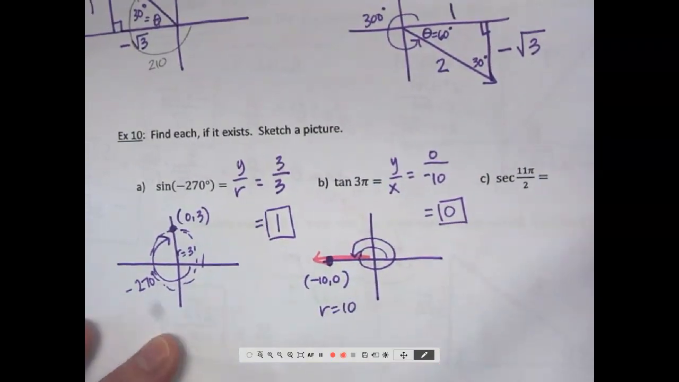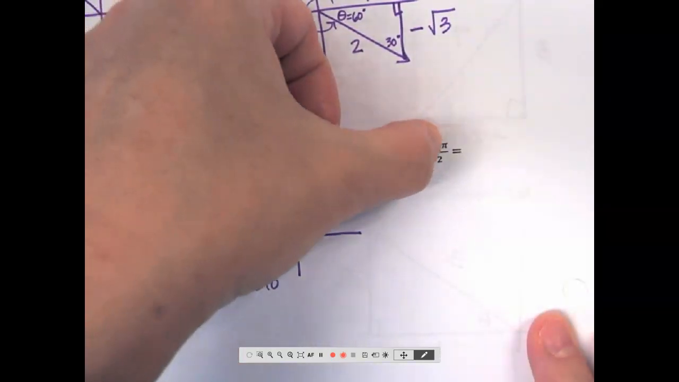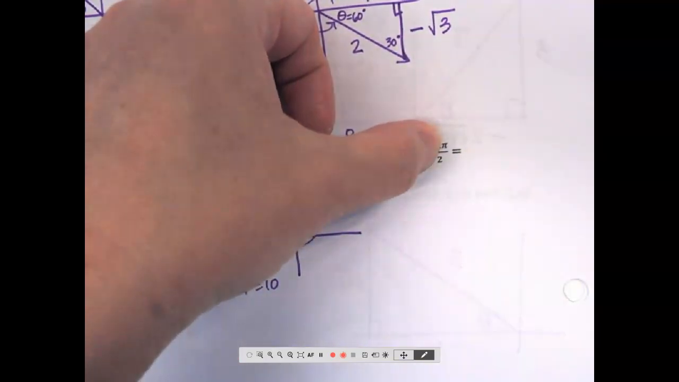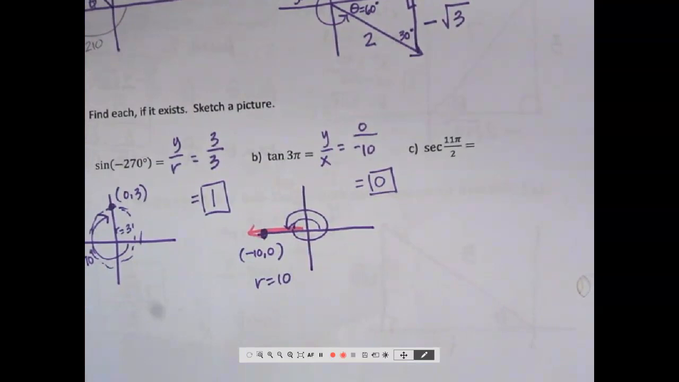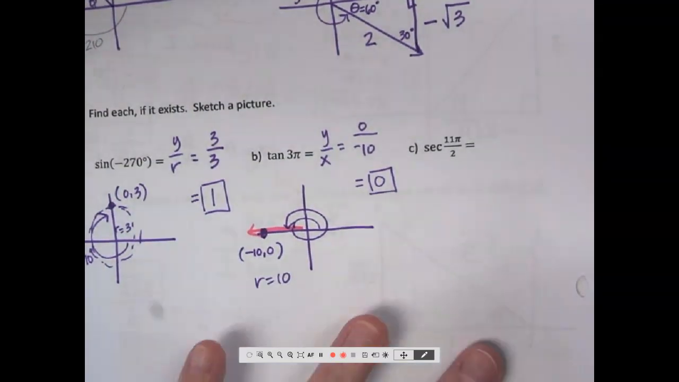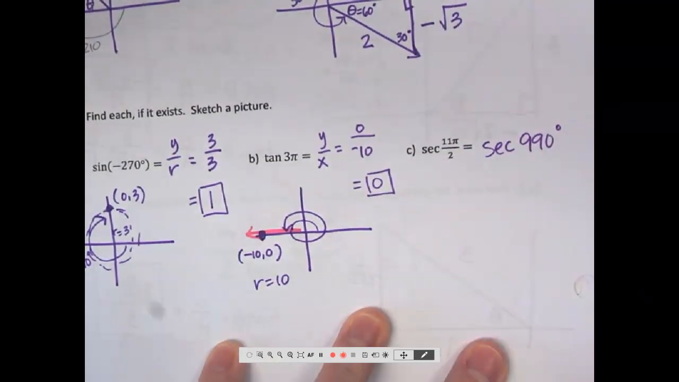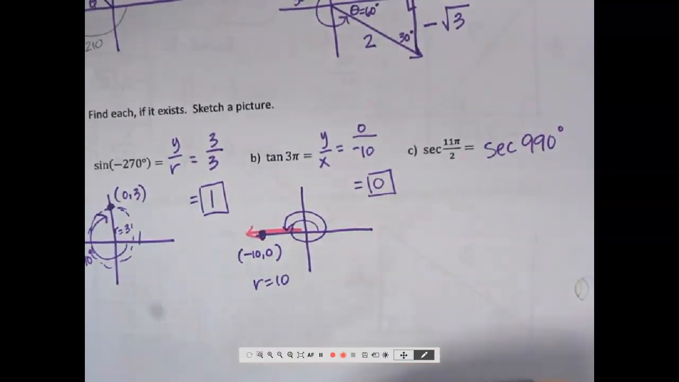One more. Secant of 11 pi over 2. Okay? Pi is 180. So what's 180 divided by 2? It's half of 180. 90. What's 90 times 11? What's 9 times 11? 990. This is the same as secant 990 degrees. Oh my goodness, that's more than once around the circle, isn't it?